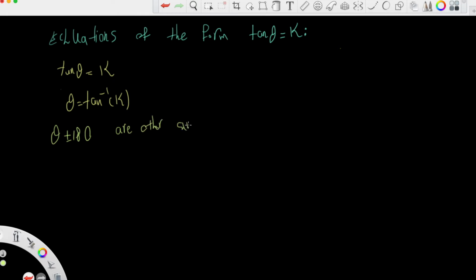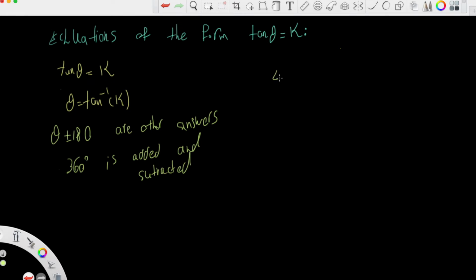Then, as the other ones, 360 is added and subtracted.